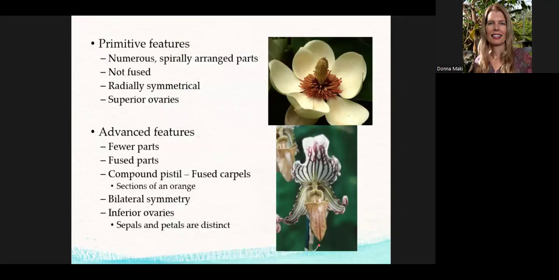All right, so let's think about flower design in the evolutionary timeline. When we look at the more ancient plants that evolved first after the gymnosperms, and we start to see flowers showing up, you tend to see this idea of lots of parts.